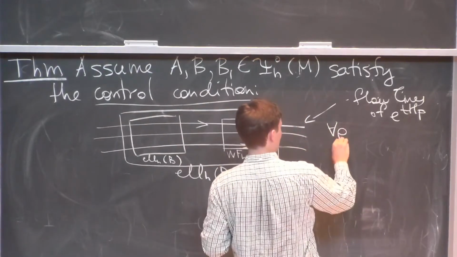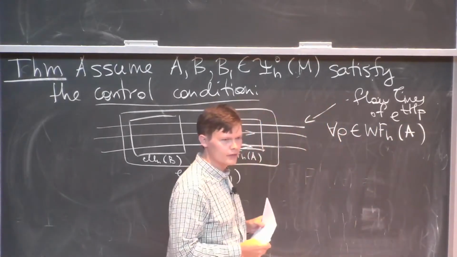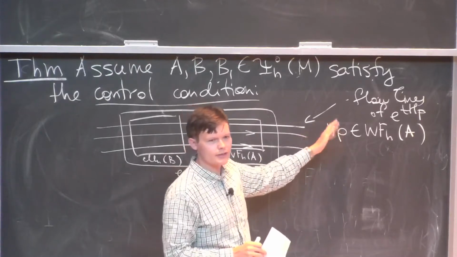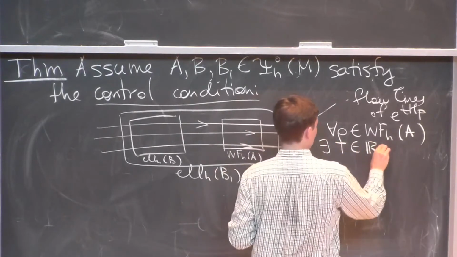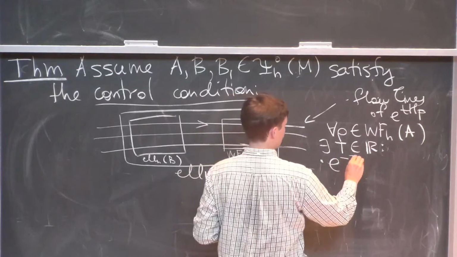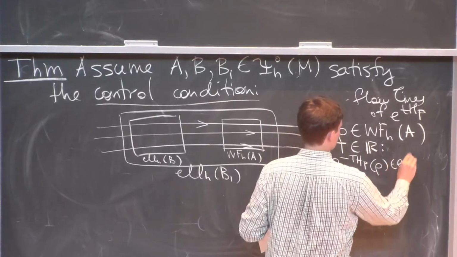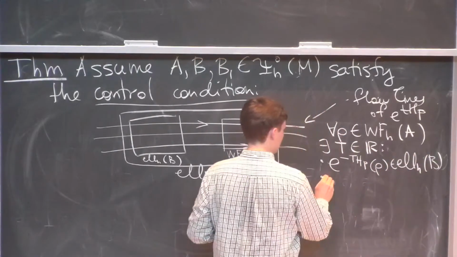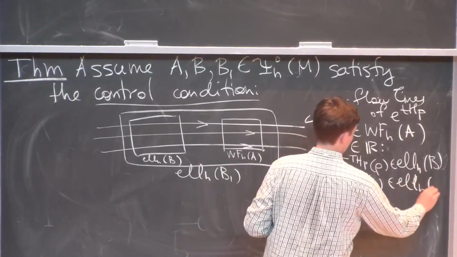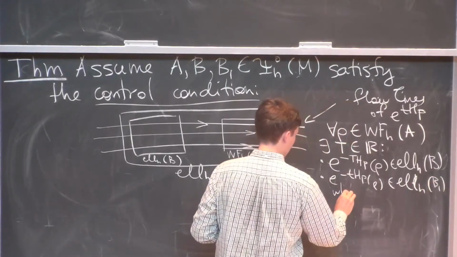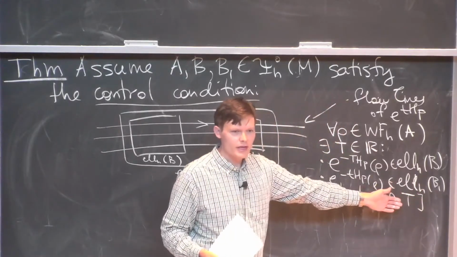For every point rho in the wavefront set of A, so rho is not the defining function here, I just use rho to write (x, xi). Apologize for that notation. There exists some capital T in R such that two conditions are met. e to the minus tH_p of rho is in the elliptic set of B, of course, for now it doesn't matter if it's plus or minus because T could be positive or negative. And e to the minus little tH_p of rho is in the elliptic set of B1 when t is between 0 and T, or between T and 0, depending on the sign of capital T.